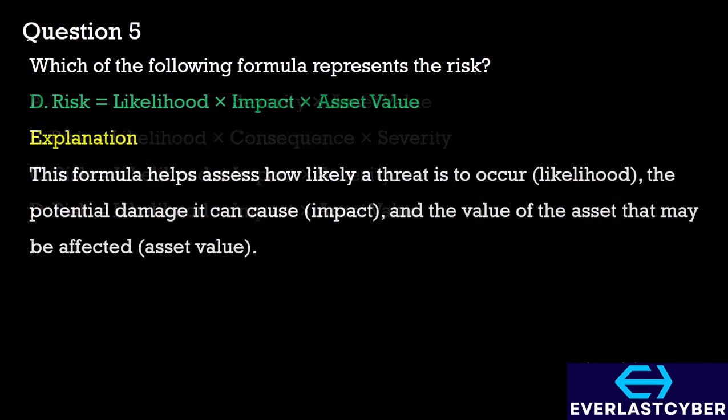For this, we'll be going with option D. This formula will help to assess how likely a threat is to occur, which is the likelihood, the potential damage it can cause, which is the impact, and the value of the assets that may be affected, which is the asset value. So that's option D.